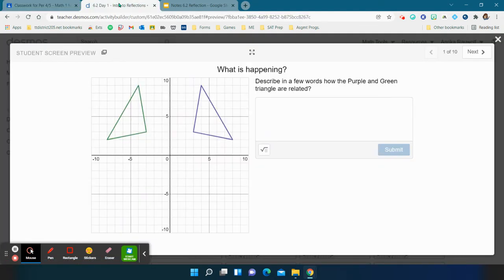When you click on it, it's going to ask you to log in with your Google account. Do that and then hit Start Activity, and you should go to right here. So, real quick, I want you to describe in a few words how the purple and green triangle are related. Okay? You're going to type that in, you're going to hit submit. There's no wrong answer, so as long as you're attempting and trying to explain it, you will get your point.